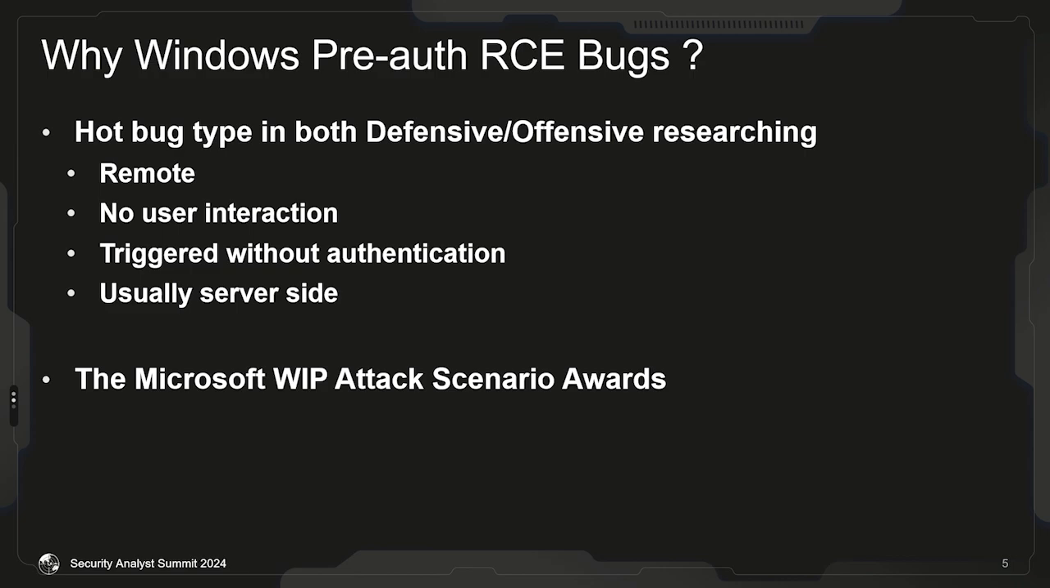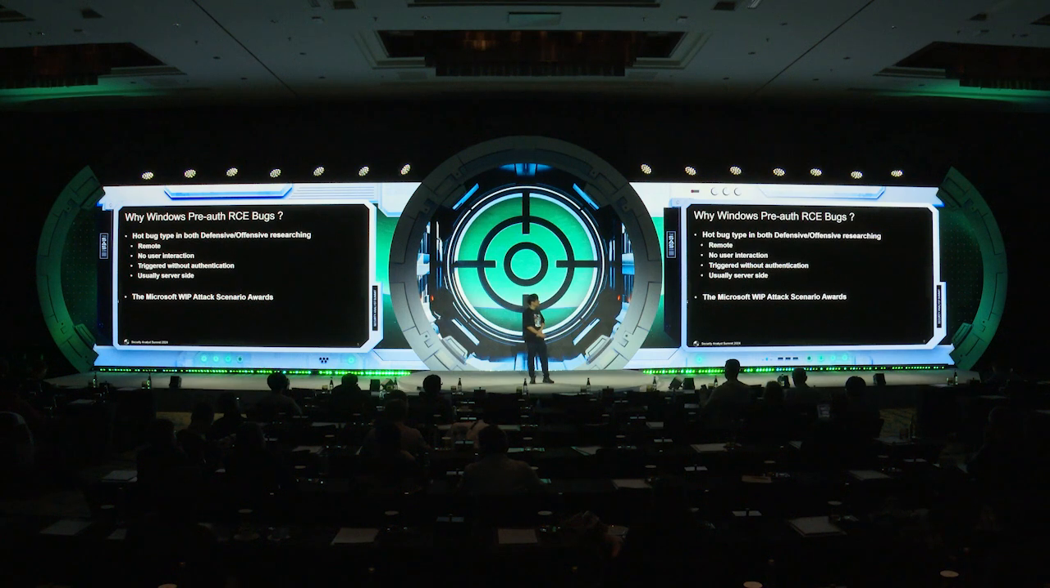So why did we choose to research the pre-auth RCE bugs in Windows? First of all, it is because it's a very challenging task to find such a bug which can be triggered remotely and without user interaction and authentication. And I believe by finding such bugs, report them to vendor, get them fixed, we can make our cyber world a safer place. Sorry, I lied.